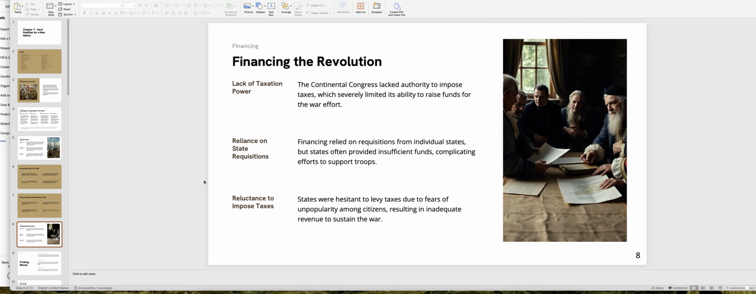And so that's what we see here, right? Is that the Continental Congress, which is really, I don't know why this AI picture shows up. None of these look like founding fathers to me. Anyway, the Continental Congress, as I already said, we didn't have a central government that was going to be doing any taxation. So the individual states would have to be the ones to do it.